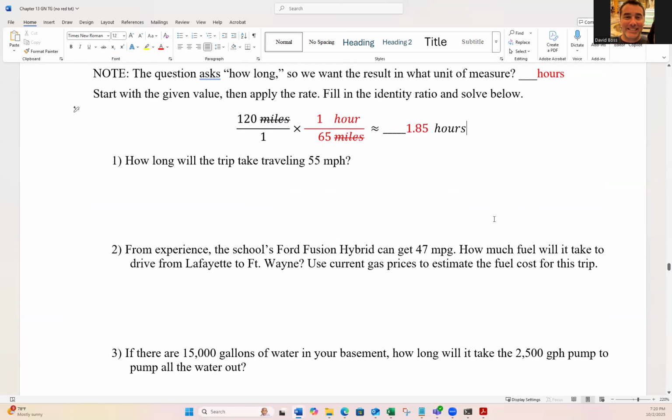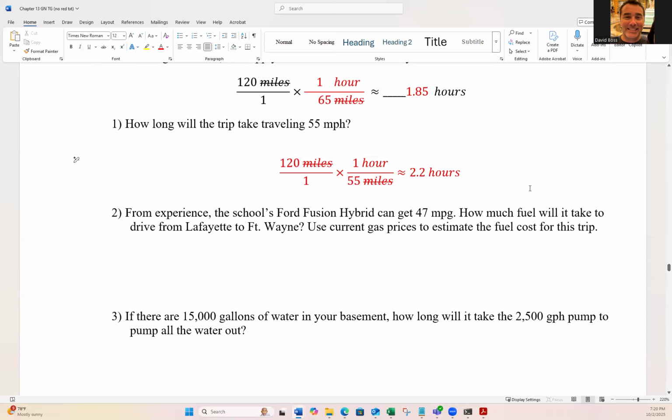How long will the trip take traveling 55? Just do the same thing, but this time use 55. Set it up the same way. So the miles cancel out and we're only left with hours. So we just have hours left over. 120 divided by 1 times 1 hour divided by 55 equals 2.2 hours.